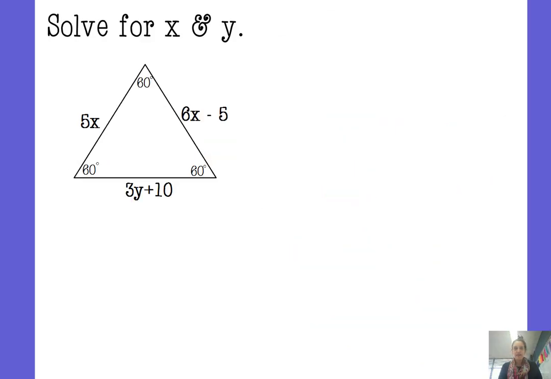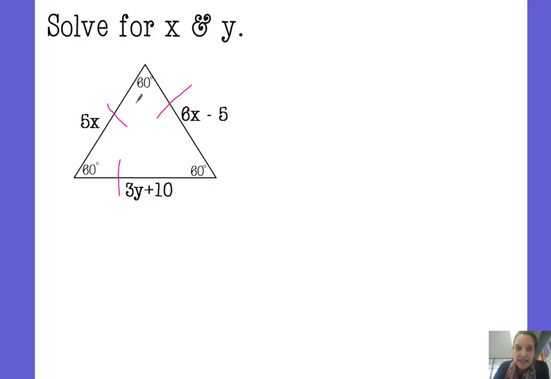Okay, in this next example, I am told to solve for x and y. Notice all of the angles are congruent to each other. All the angles are 60 degrees. If all three angles in your triangle are 60 degrees, this is an equilateral triangle. So if it's equilateral, all three sides are congruent, and so I can set them all equal to each other.